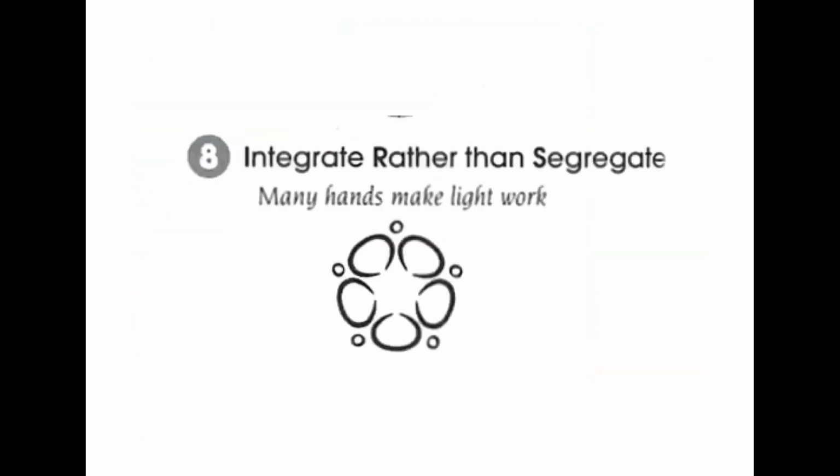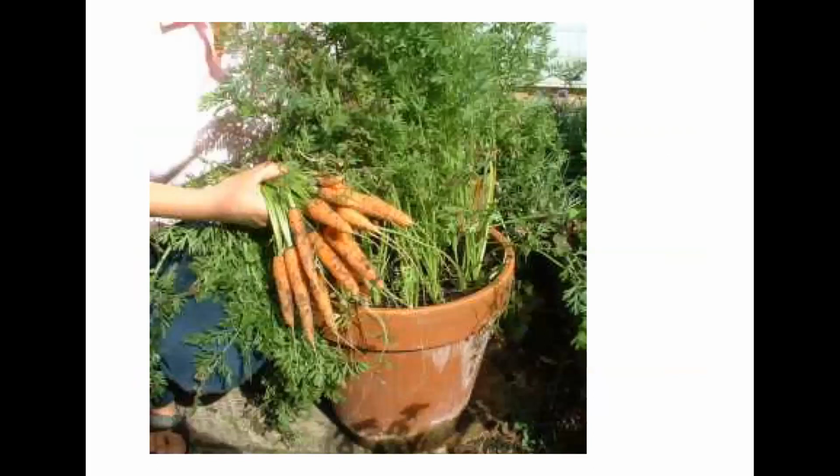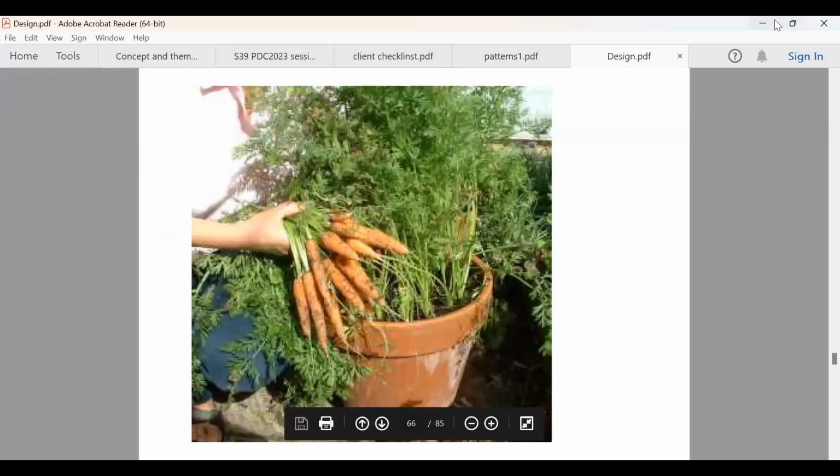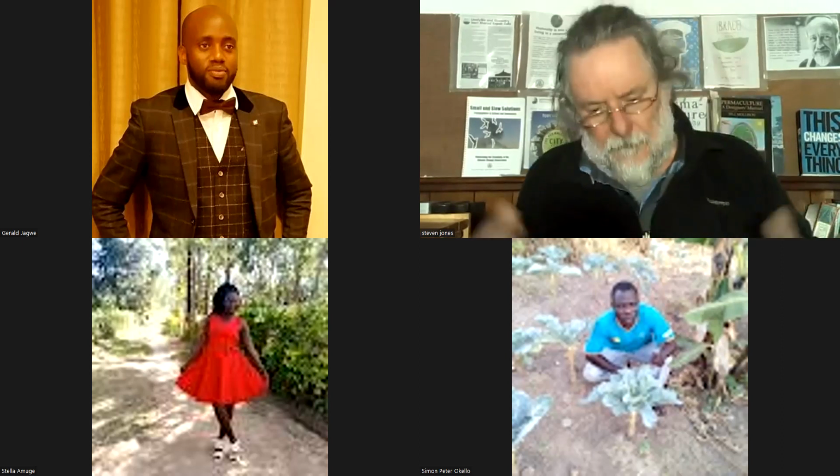Growing things in pots. Yeah, okay, I'm going to pause because I think I'm rushing into this a little bit. We got 20 minutes. I'm just going to pause.